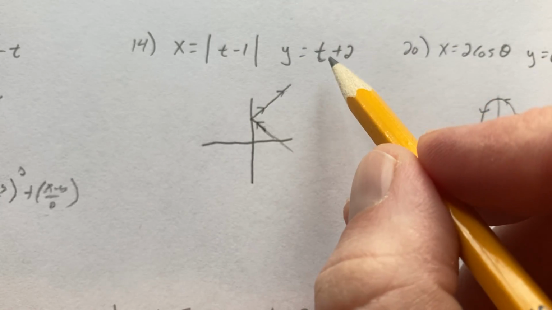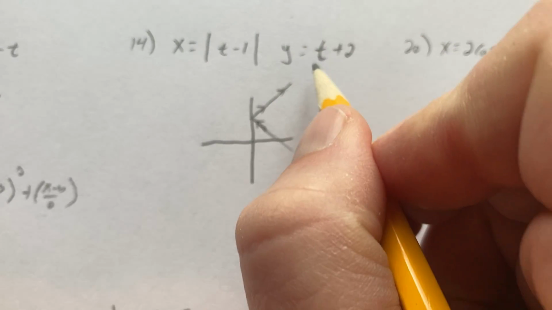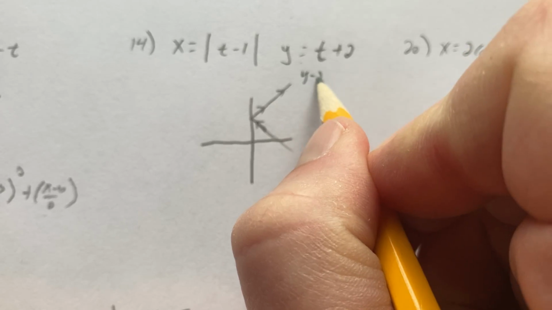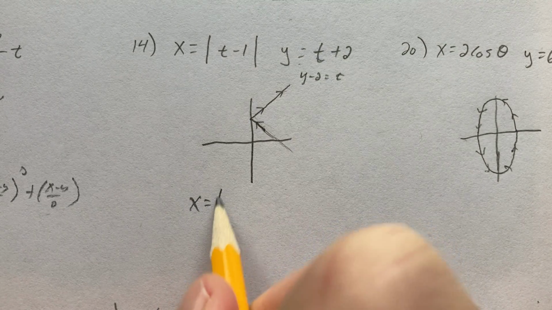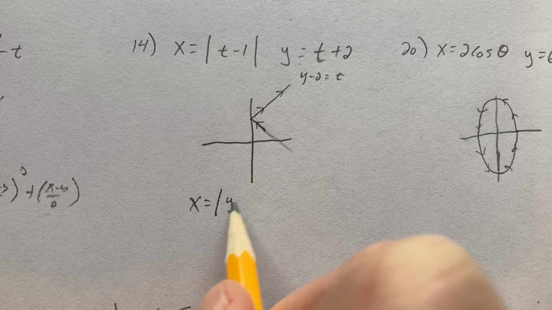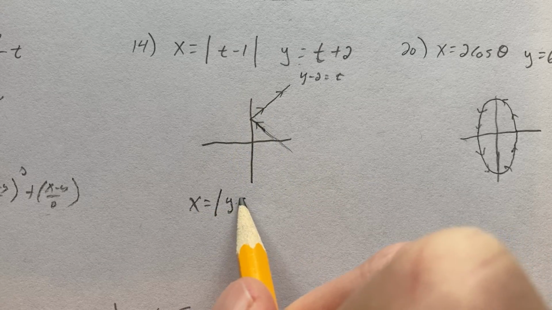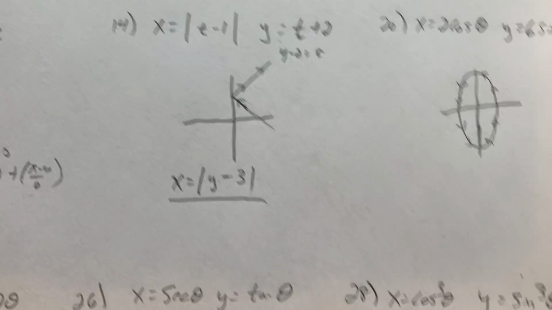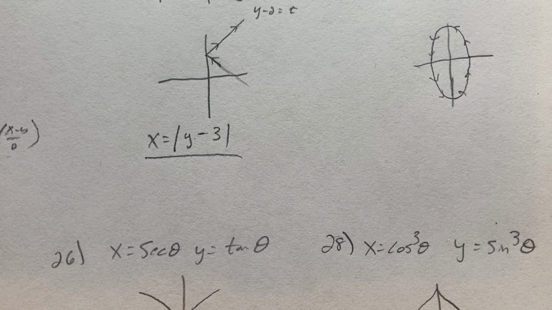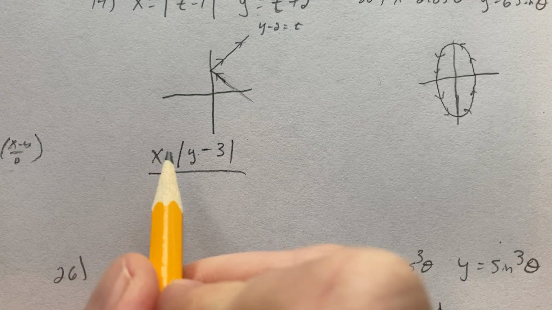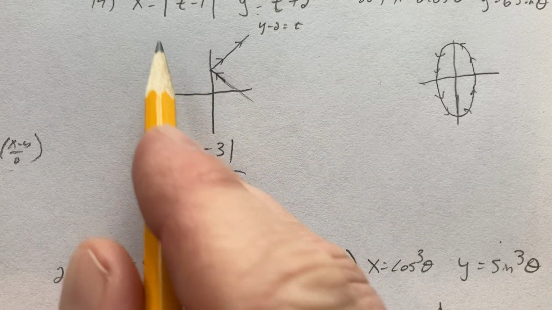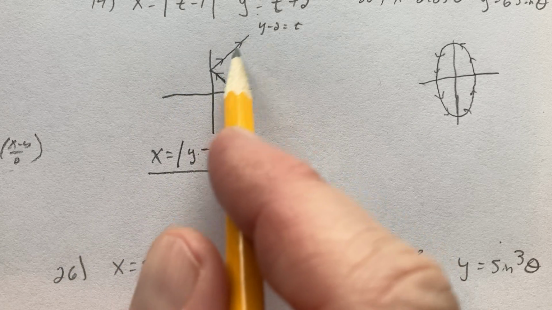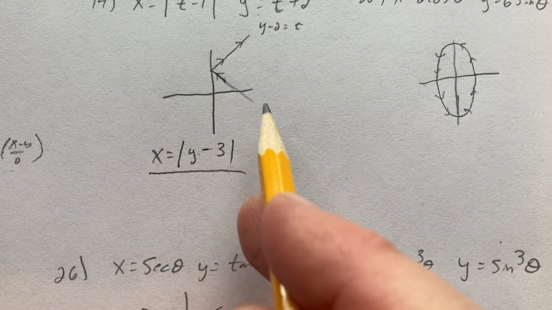Okay. How would I get rid of the parameter? Probably subtract 2, make y minus 2 equal to t, and then throw that in for t here. So x equals the absolute value of y minus 2 minus 1, or y minus 3. That'd probably be our easiest way to do that. And if you have y equal to the absolute value of x, you get a V-shaped graph. When it's flipped x and y, then you get that V just turned on its side.